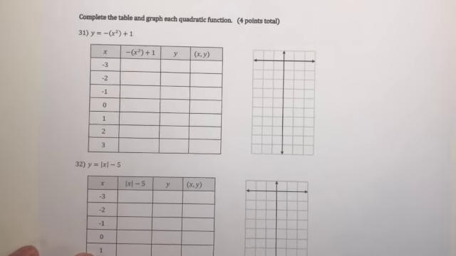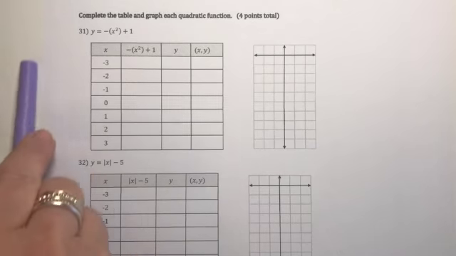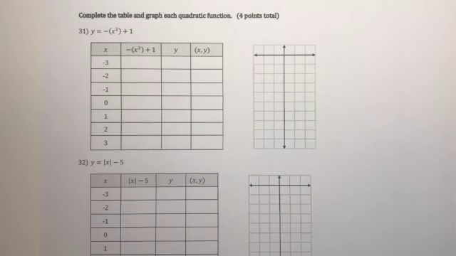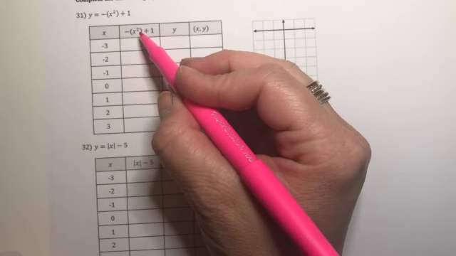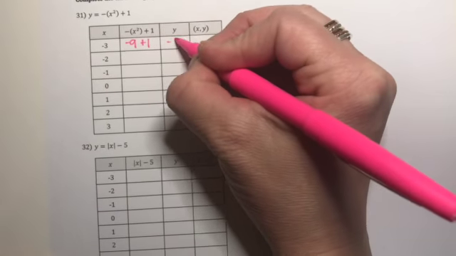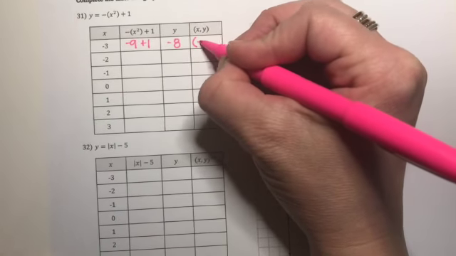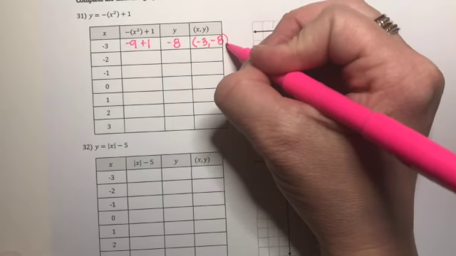Okay, last page, non-linear functions. Okay, so let's look at 31. So the first one, it says it's x squared, but then it's negative. So if I square -3, that's +9, but then I'm making it negative. So -9 plus 1 is -8. You don't have to fill in all this ordered pair stuff. But I would get -3, -8.